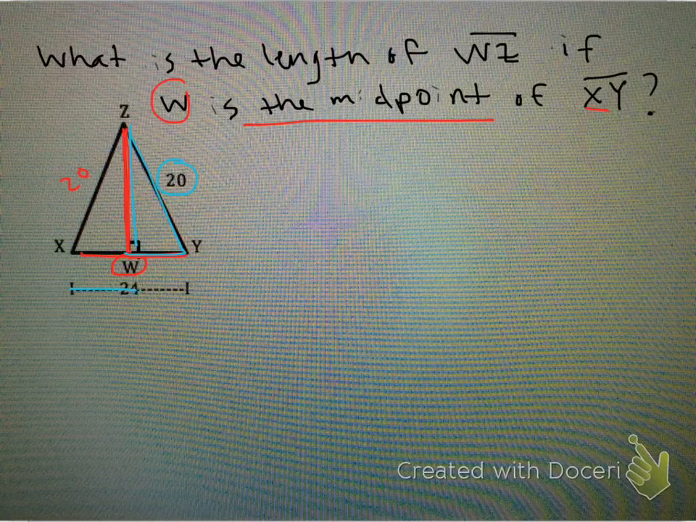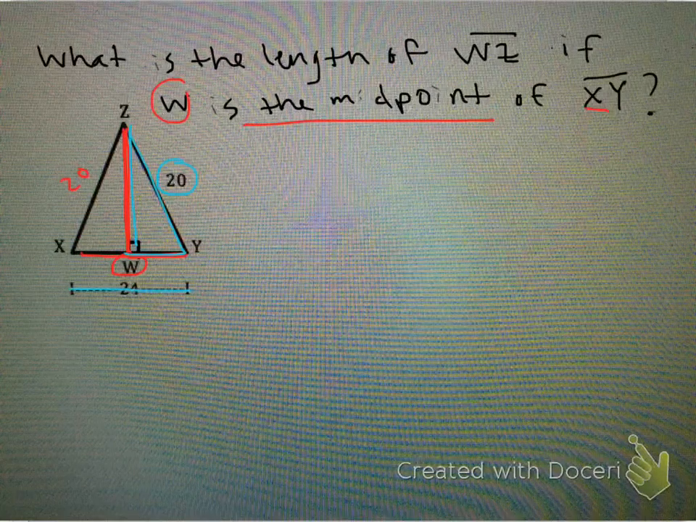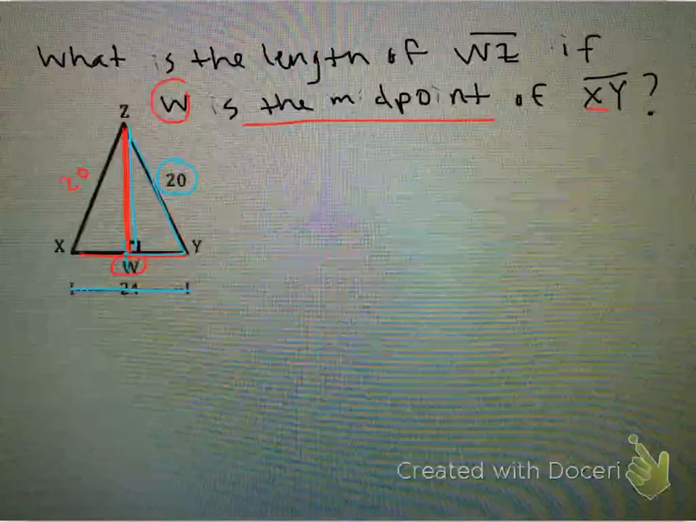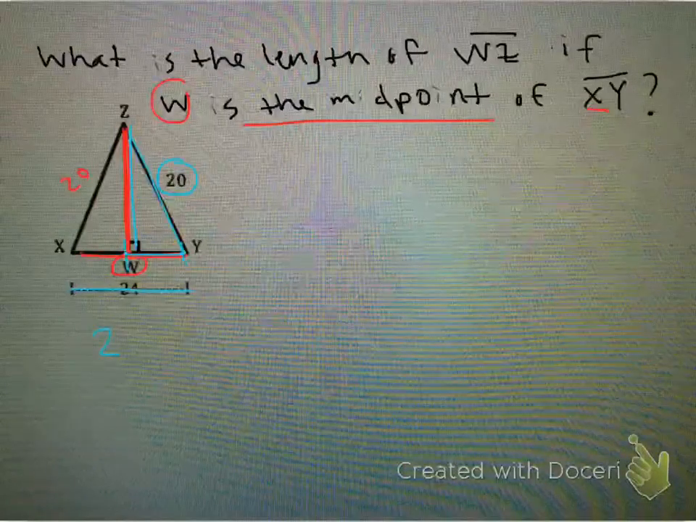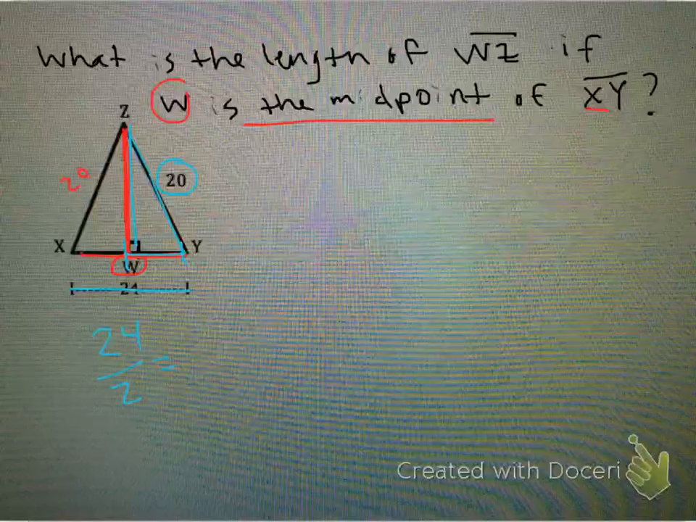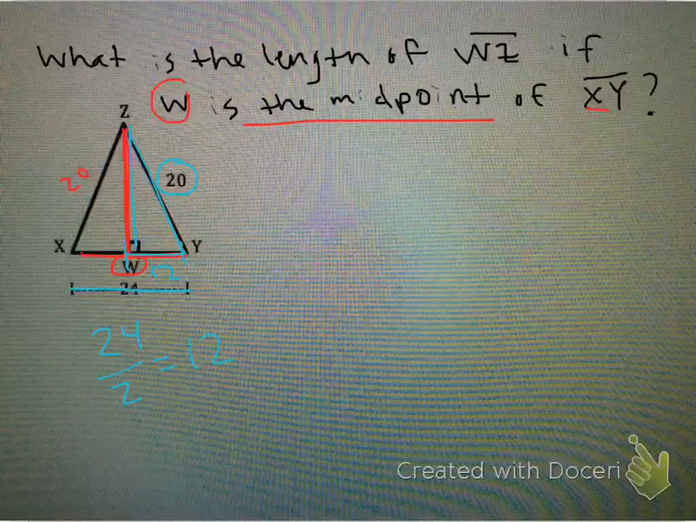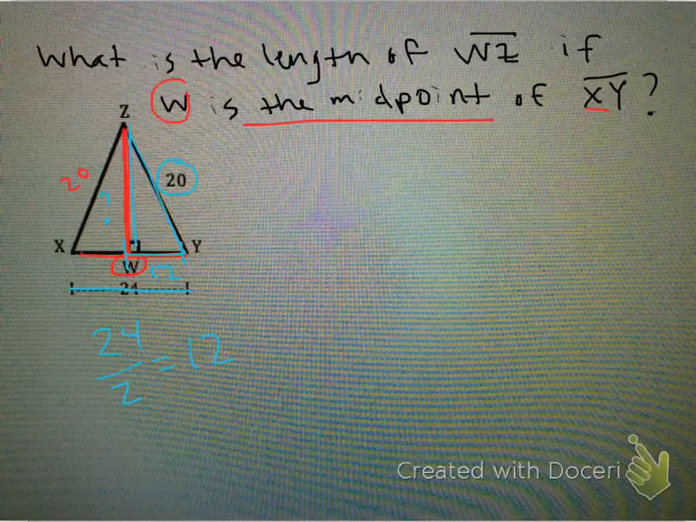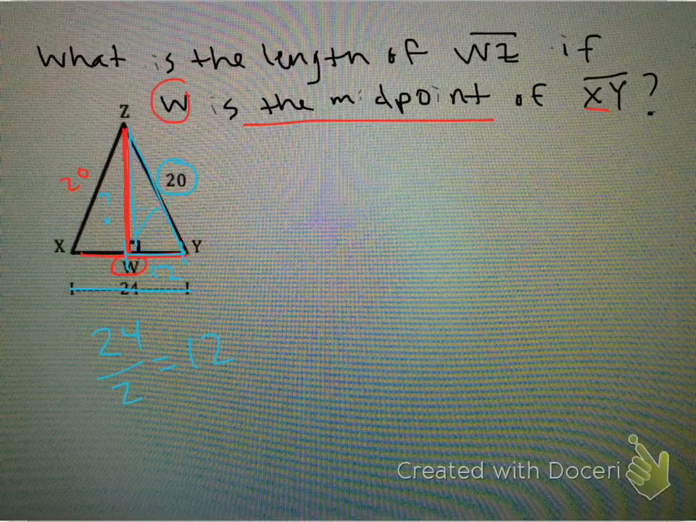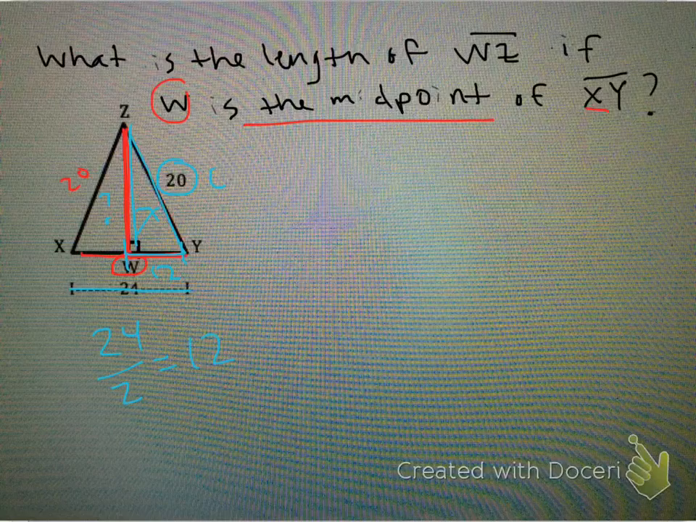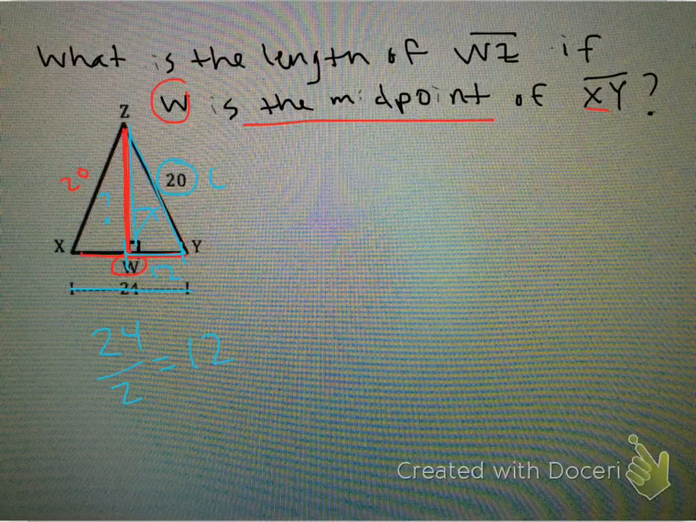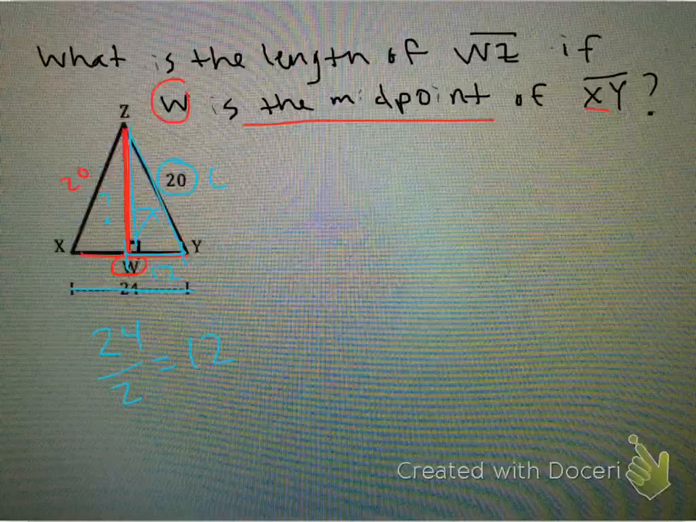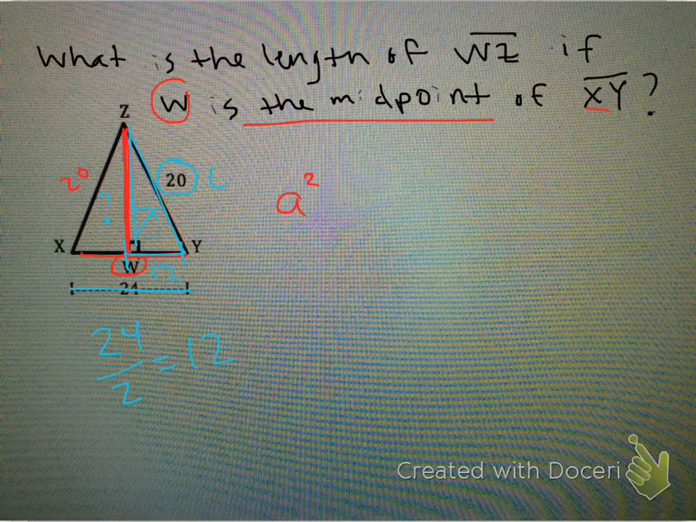We know that this entire base, the length of XY, is 24, but because we want only half of that, we need to cut it in half. Half of 24 is 12. And then our question mark is our height here that we don't know. First of all, we want to label our C. 20 must be our C because it is the longest side, the hypotenuse, across from the right angle, which means we can use our question mark as our A.